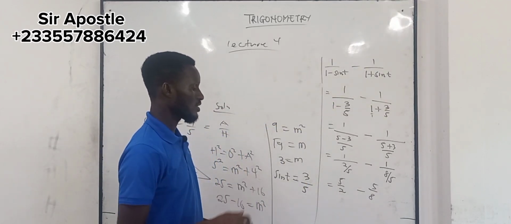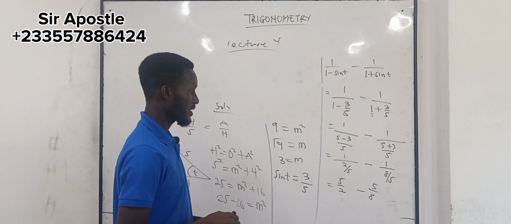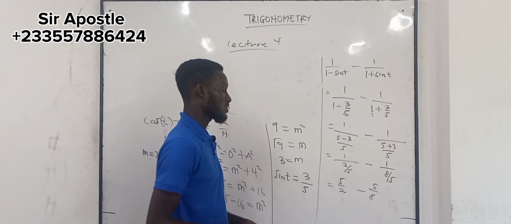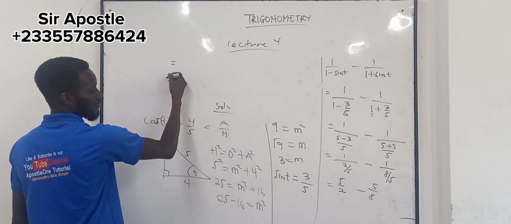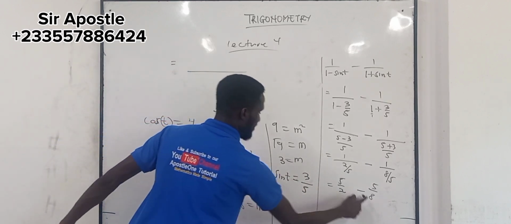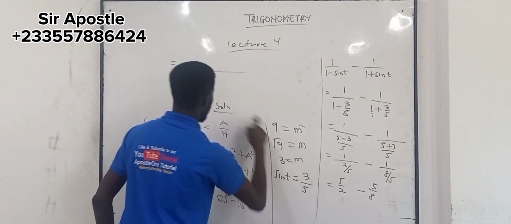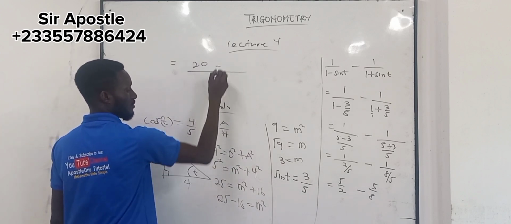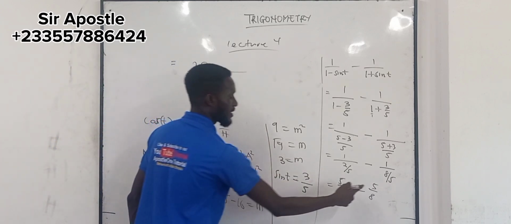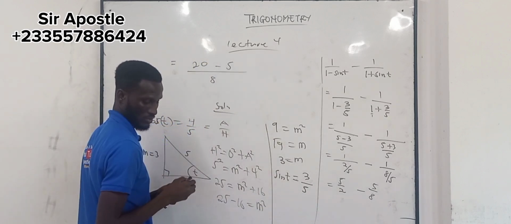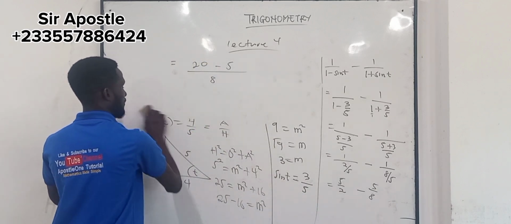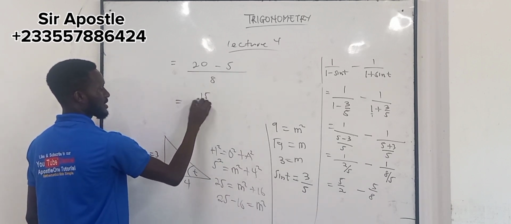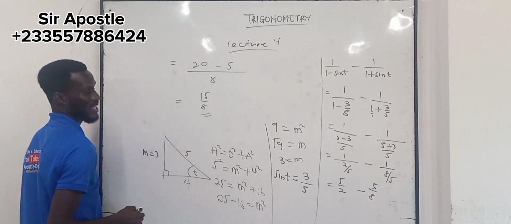We've been doing this previously, so make sure that you go through the previous one and then move on. Now let me continue from here. We are supposed to find the LCM for this one without using a calculator. So the LCM of 2 and 8 is still 8. 2 going into 8 how many times? 4. 4 times 5 will give us 20. Then 8 going into 8 one time. 1 times 5 will give us 5. So we are going to get 20 minus 5, which is 15 divided by 8. So this is the answer.